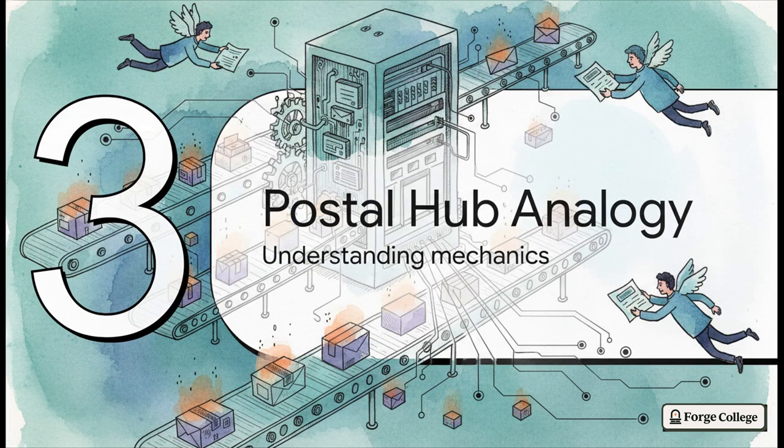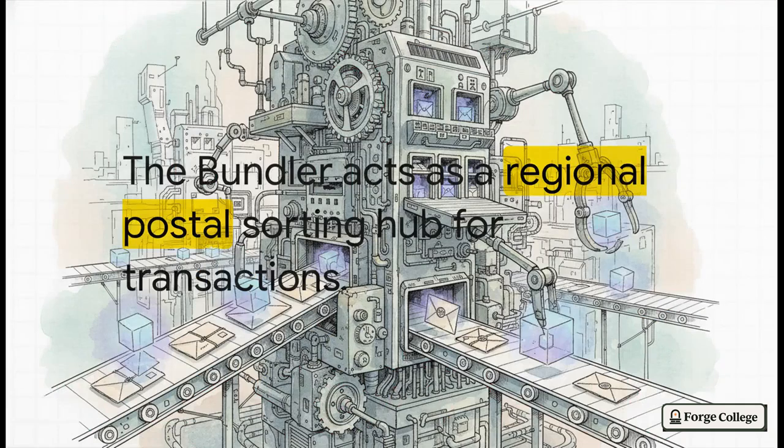Section 3, the postal hub analogy. Let's break down the mechanics. To really wrap our heads around how this machinery operates, without drowning in all the cryptography jargon, let's step away from the code for a second. Imagine the bundler is a massive, highly efficient regional postal sorting hub. And your user operations? They're the incoming letters and parcels piling up on the loading dock, just begging to be shipped out to their final destination.